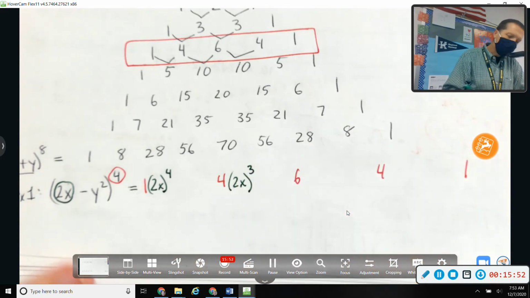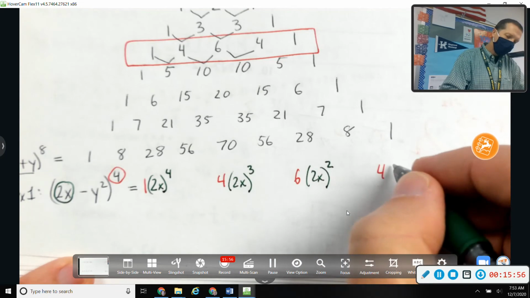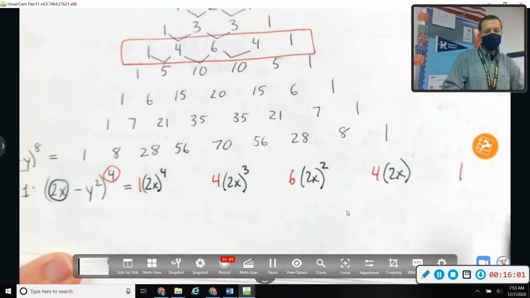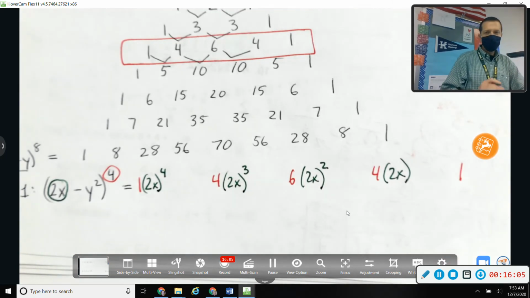There's 3 2x's on the next term. 2 2x's on the next term. 1 2x on that term. And now I'm out of 2x's, but that's supposed to happen, right? When I get to the last term, that's exactly where I'm supposed to run out of those things.